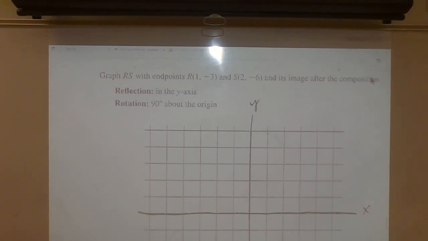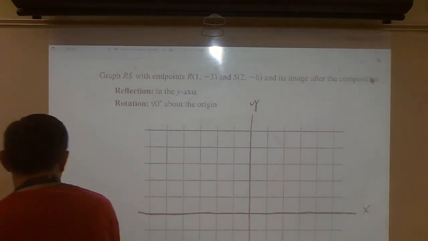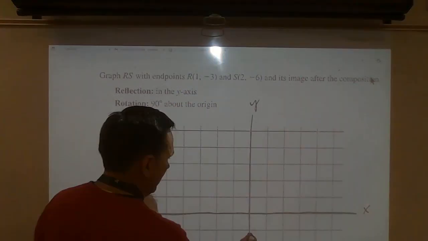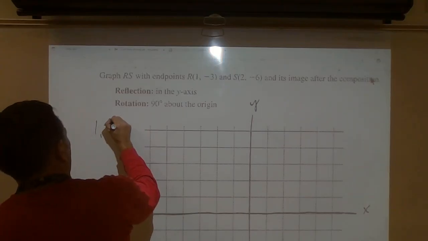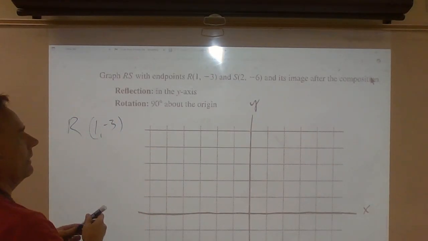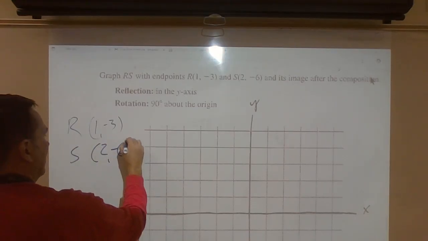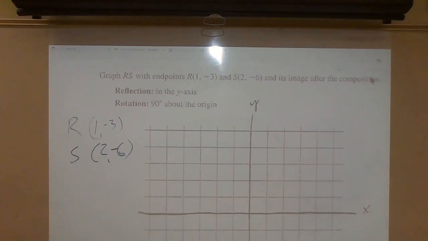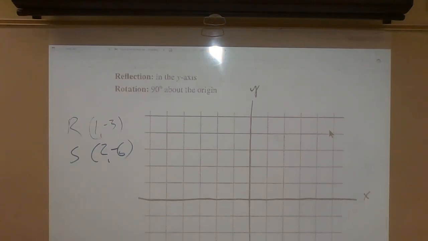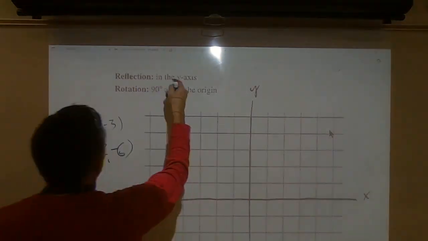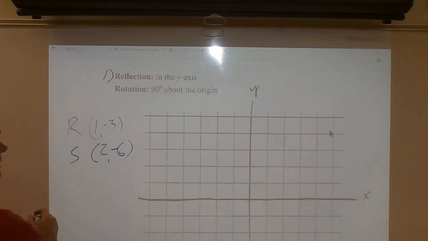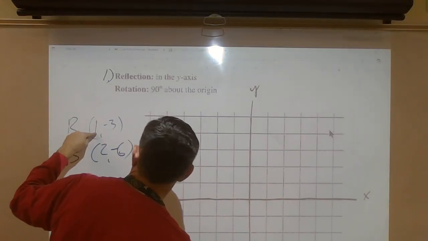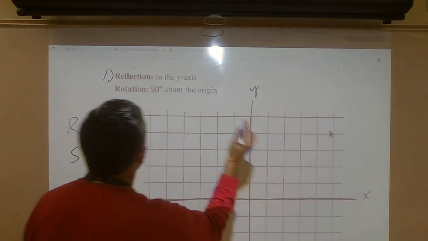So the last one, we have a composition function, the composition of these transformations. We're starting with an endpoint R at 1, negative 3. S is 2, negative 6 for that line. So the first one is a reflection in the y-axis. So if we plot this, 1, negative 3 is here.